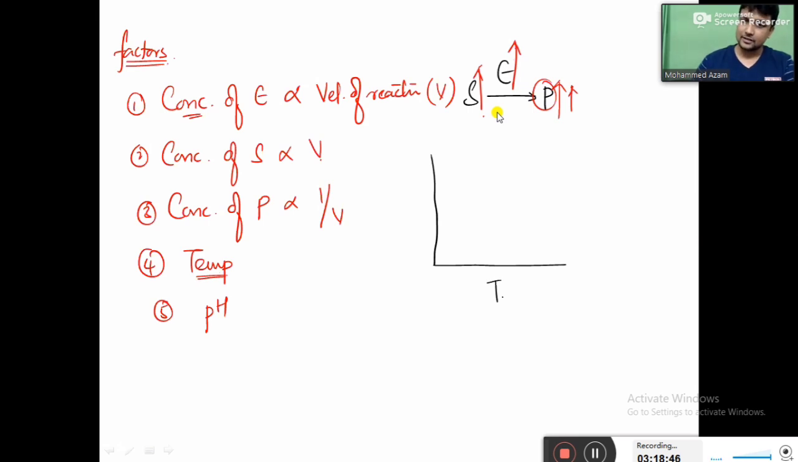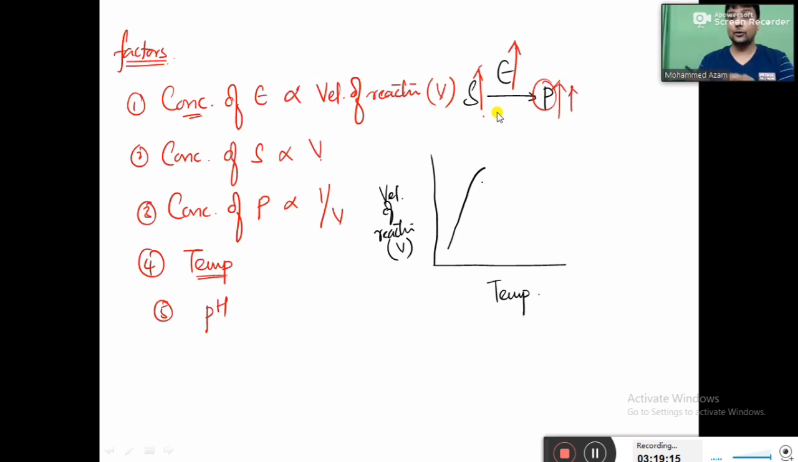On the x-axis, I'm going to take temperature, and on the y-axis, I'm going to take the velocity of reaction. I mean to say capital V. Now, my dear friends, when you are increasing temperature, you are giving heat energy, and whenever you are giving energy to anything, it will become more activated. So when you increase temperature, initially velocity increases.